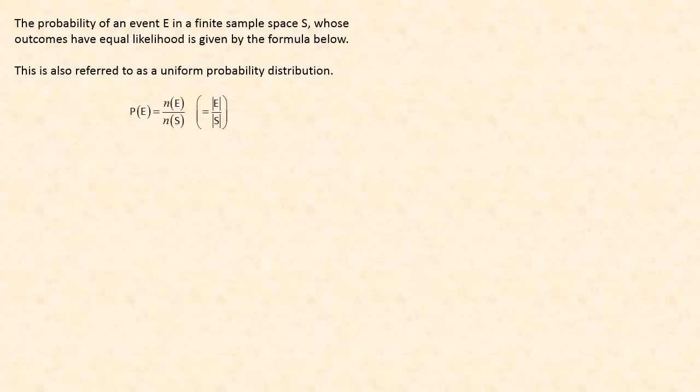In this case, the probability of the event E is equal to the number of elements in event E divided by the number of elements in the sample space, which can also be written as mod E over mod S. So let's look at an example of that.